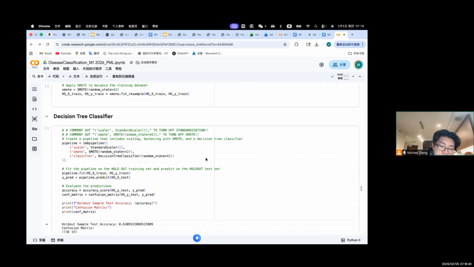Two modeling strategies were explored in this study. First, a decision tree classifier was implemented within a scaling pipeline that included standardization and SMOTE sampling. The decision tree achieved an accuracy of approximately 63% on the test set.